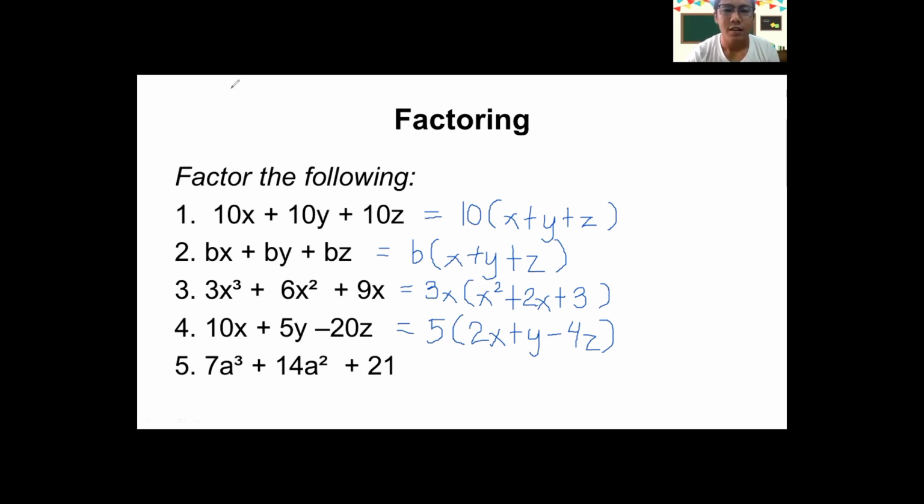Okay, so next. 7a cubed plus 14a squared plus 21. So what is the greatest common monomial factor? So we can divide all of these 3 terms by 7, right? Okay, so this is 7. So 7a cubed divided by 7, that is a cubed. 14a squared divided by 7, that is 2a squared. 21 divided by 7, that is 3. Okay, so this is the answer. Okay, so let's try more numbers.